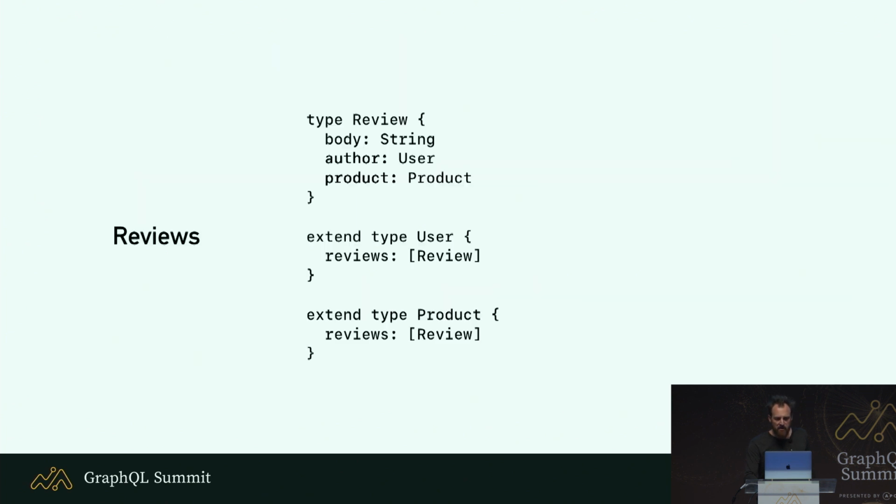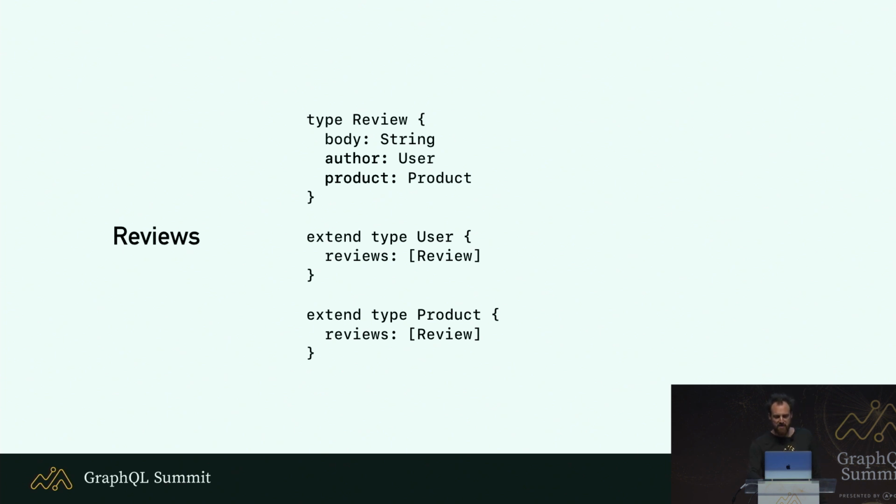So how in this approach would you actually break up your schema into these microservices? Well, this is what we started out with. This was sort of our ideal module for the reviews feature. So we have the review type, we have our type extensions. How do you make this into a microservice?